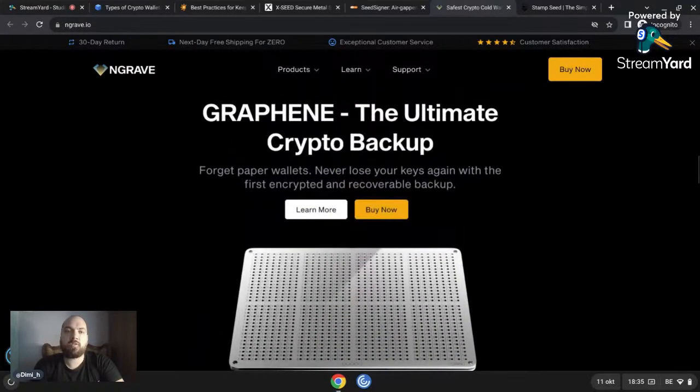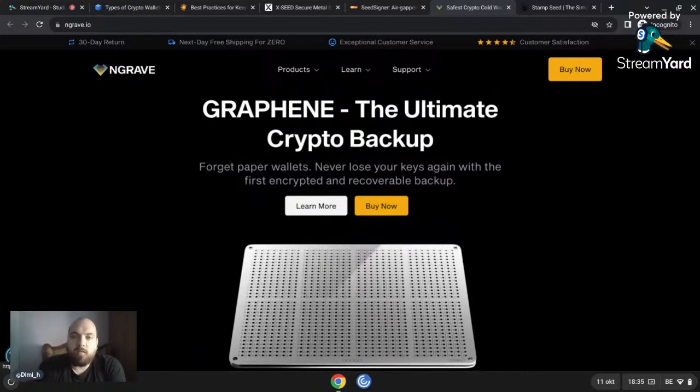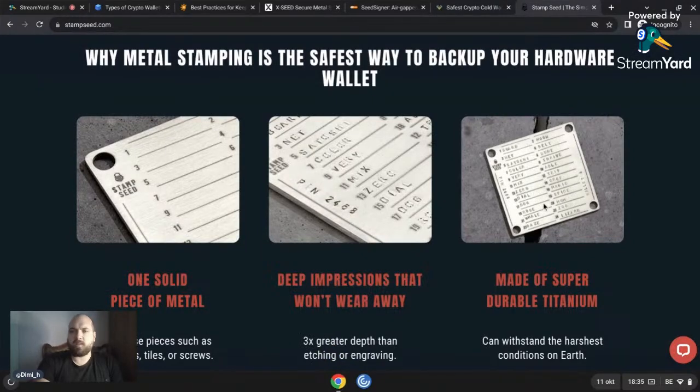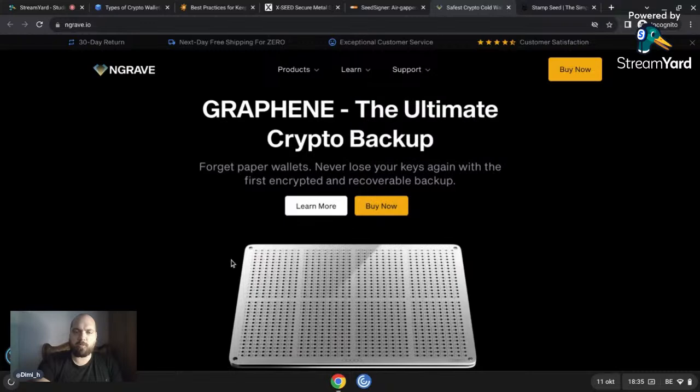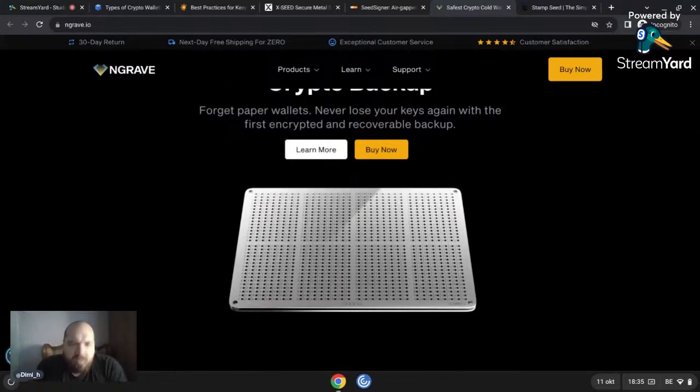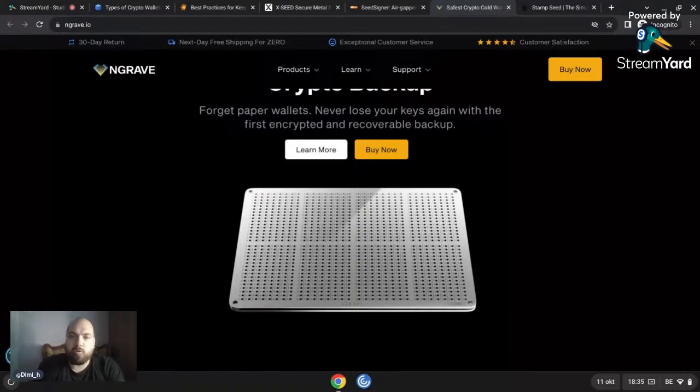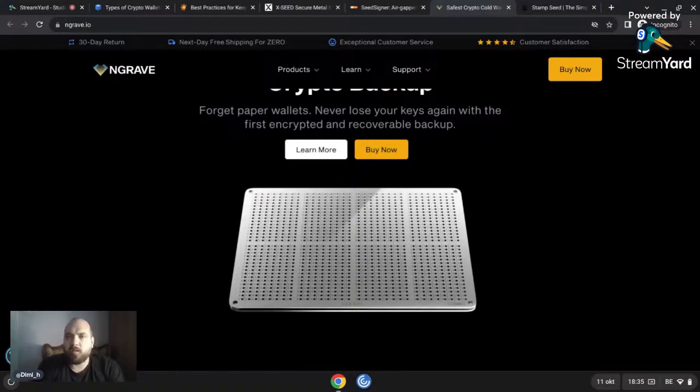And they make use of graphene, something akin a little bit to the steel metallic seed phrase. I'm at a loss for words here, sorry. It's a little bit akin to the stamp seed metallic plates here. However, in this case, they are going to use graphene. And as you guys can see, instead of the traditional lines where you can do the engraving or even the punching in the metal, they have foreseen holes.